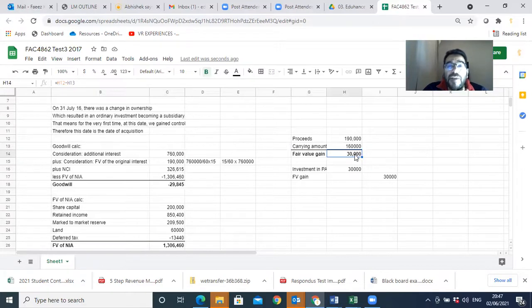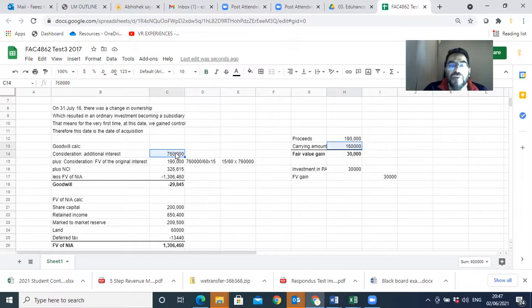So did the parent actually dispose of the 15%? The answer is no, they didn't. All they did when they acquired the investment was credit bank 760, debit investment in PAV 760. So in the parent's separate books, they would have 760, the additional interest, plus 160, the original interest, which is 920.